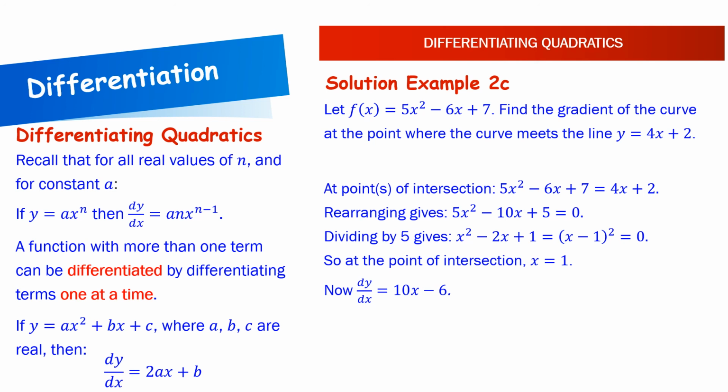Now we know that dy/dx equals 10x minus 6. And therefore the gradient at this point, when x equals 1, is equal to 10x minus 6 equals 10 times 1 minus 6, which of course equals 4.